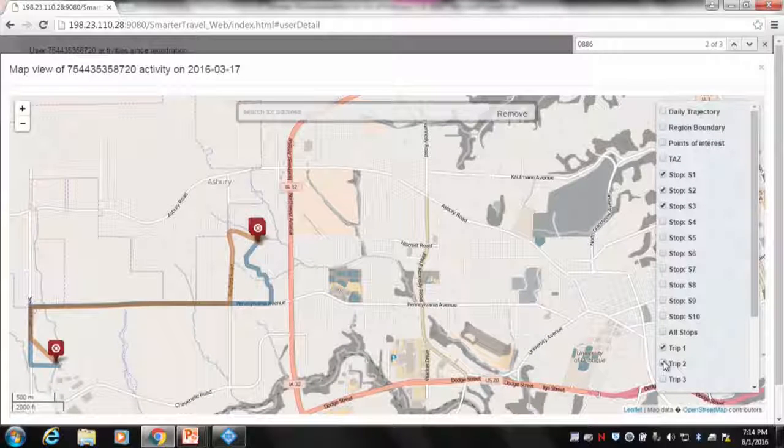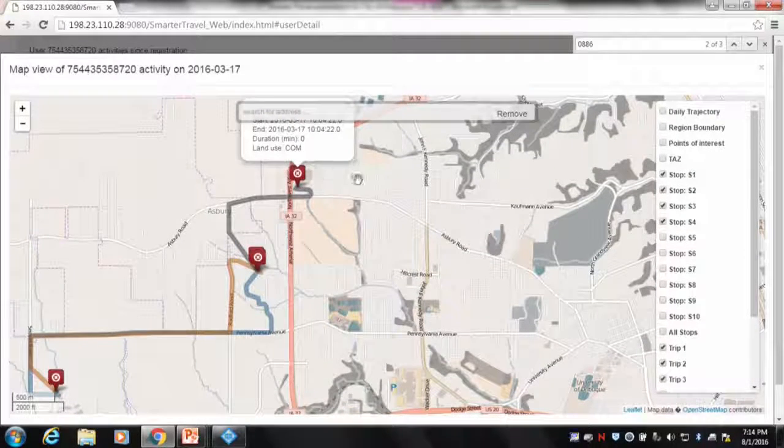780 volunteers. So for example, I went from home to Sam's Club, and it gives you this as a shopping trip. If I click on it, it says it went to land use is commercial. So what happened? How are these trips designed?